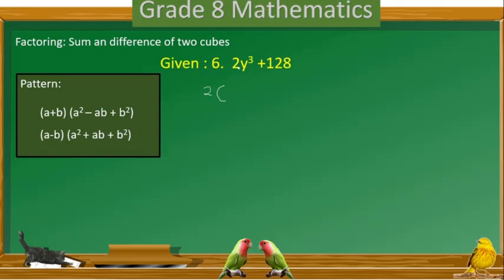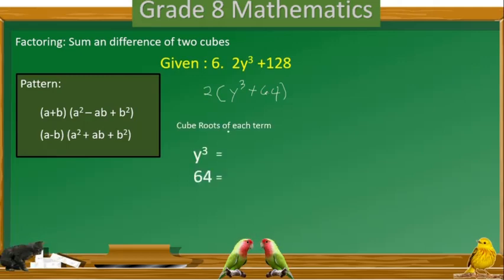2. Then y cubed divided by 2, that is y cubed. Then 128 divided by 2, that is positive 64. After that we'll find the cube root of each term. The cube root of the first term is y, and for 64 it is 4. Why 4? Because 4 times 4 is 16, times 4 is 64.